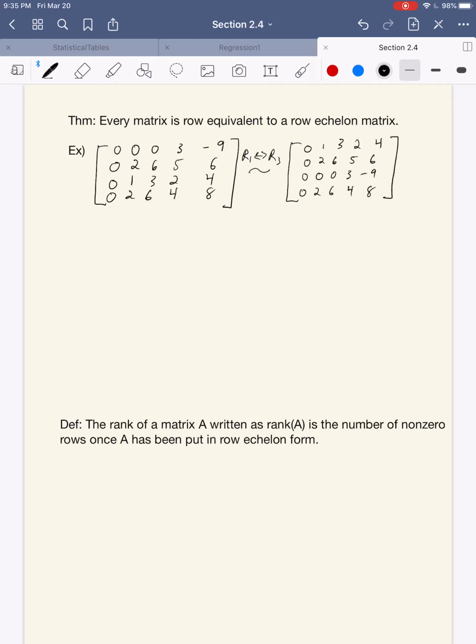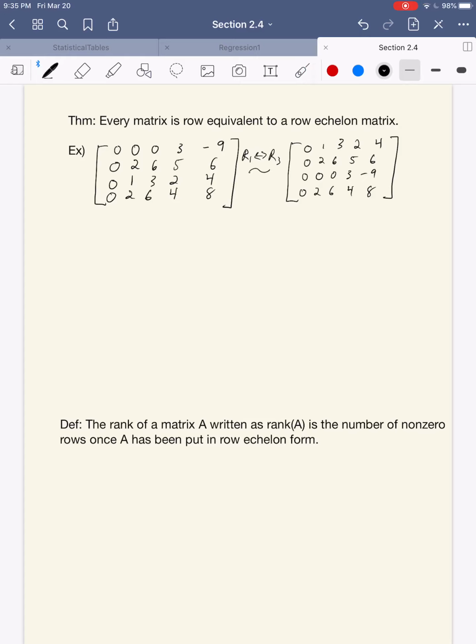All right. Things look a little bit better now, because if we look at our first row here, we do have that nice leading 1. But of course, what we need is for everything below it to also be 0. So this row is good, but there are issues in row 2 and row 4. So let's go ahead and take care of those.